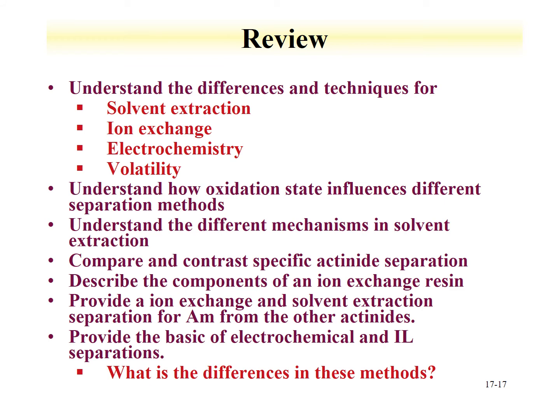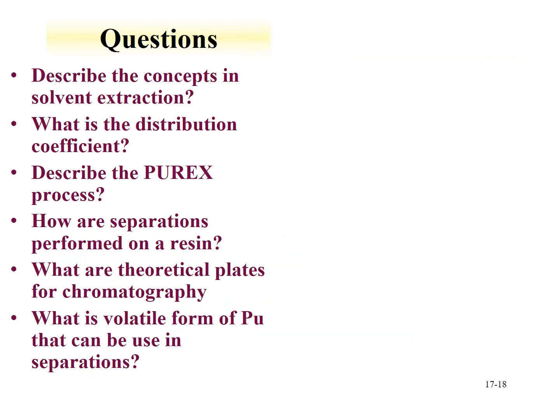You should be able to describe components of ion exchange resins and, for instance, provide a separation. For example, if one was asked how would one separate americium from neptunium and uranium, one could achieve that separation and should be able to describe it based upon what we've presented, or additionally find out where the information is to get more details. And here are some questions related to Lecture 17 on separations.